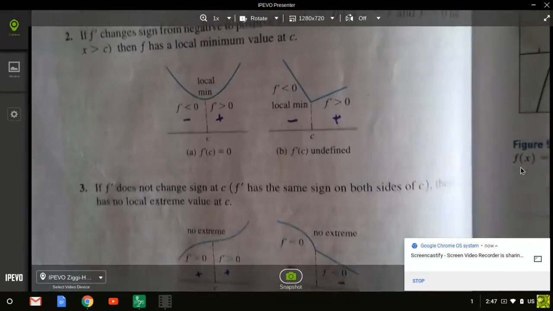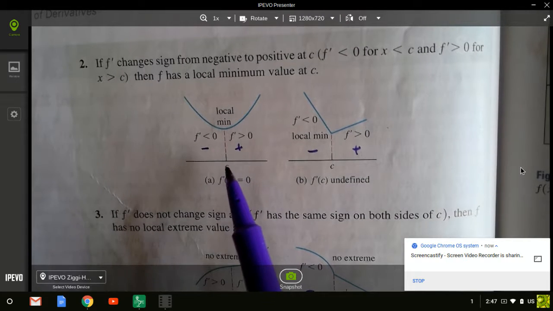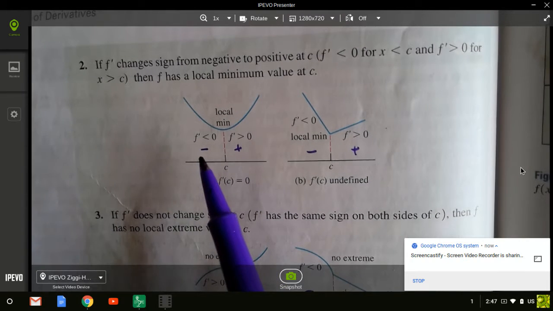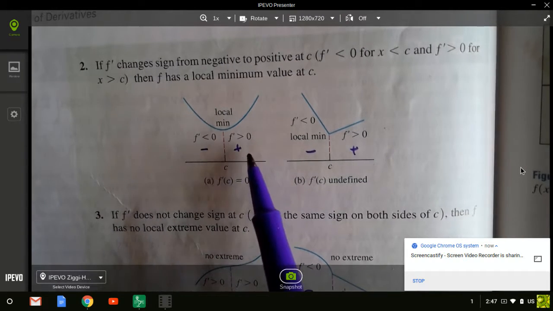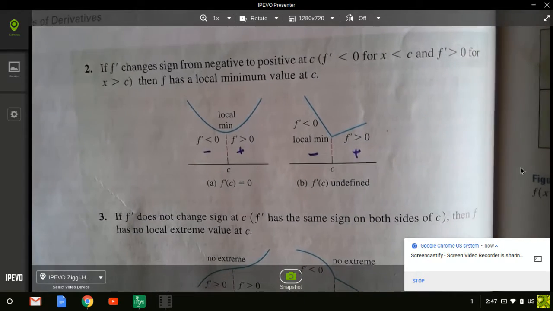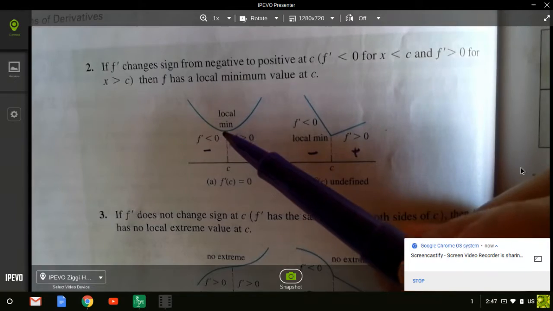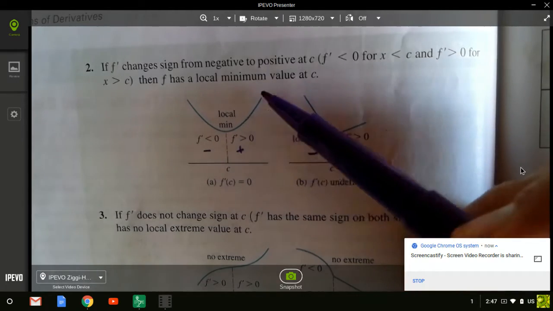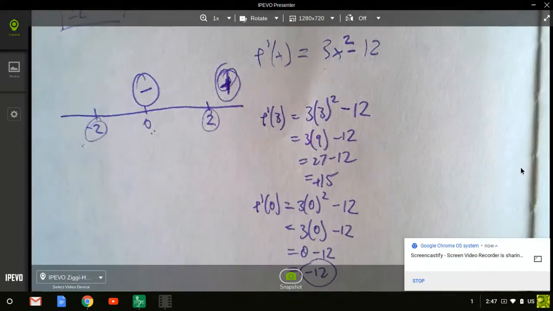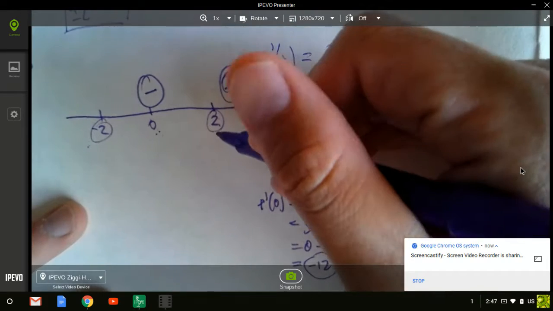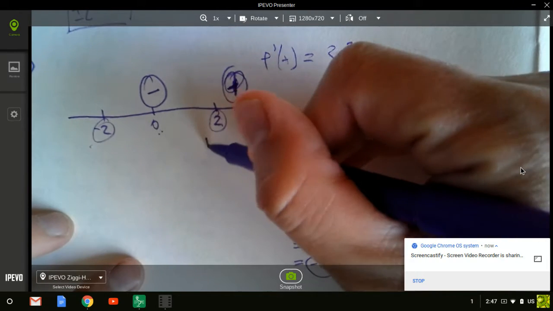So I think you already know what this might be. But if we look here on this scenario, if at my critical value the slope around it is negative on the left-hand side and to the right of it is positive, it's going from a negative sloped area to 0 at that critical value, and it's changing to a positive. That tells us we have a local minimum. So we could say that here, this is a local minimum.